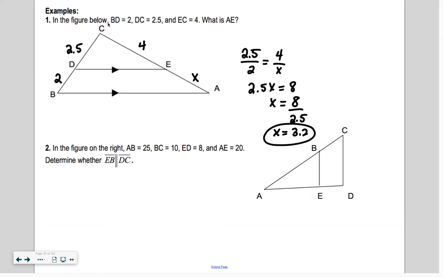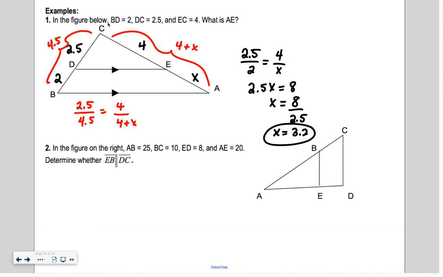So let's say we had done it Charlie's way and we had said 2.5 over 4.5 equals 4 over 4 plus x. Do you guys see what he's saying? Like the whole side. If you cross multiply here, you get 4 times 2.5 is 10. So 10 plus 2.5x equals 4 times 4.5, 18. So 2.5x equals 8. And so see how you end up getting the same thing. You get 3.2. So it works either way.